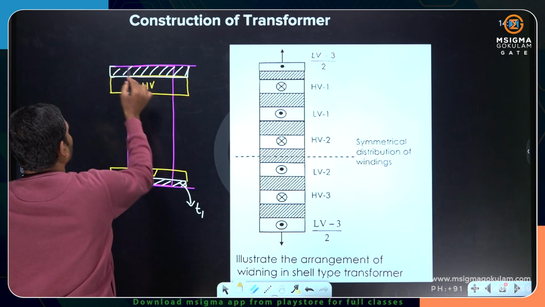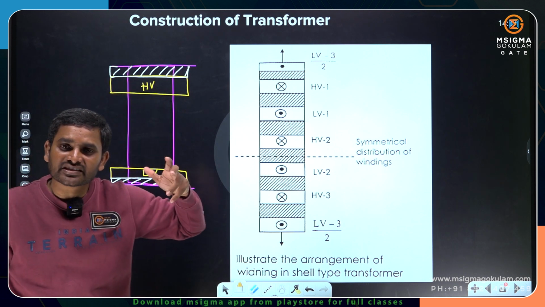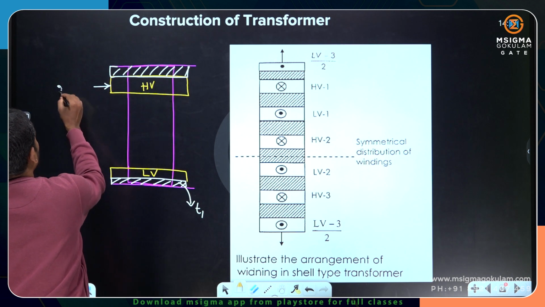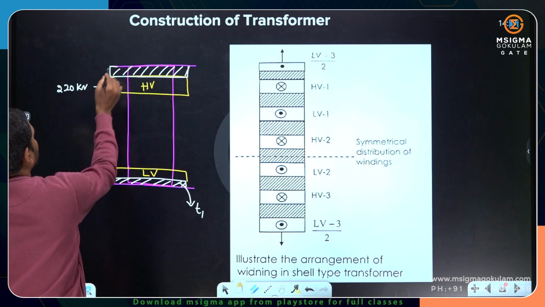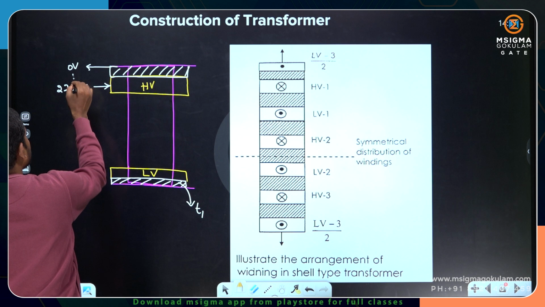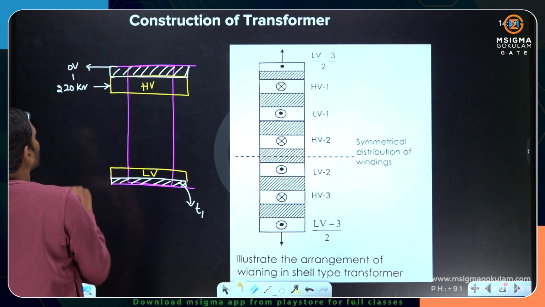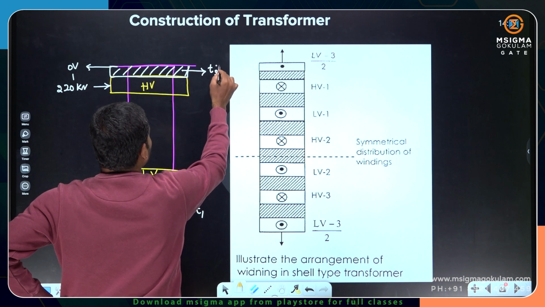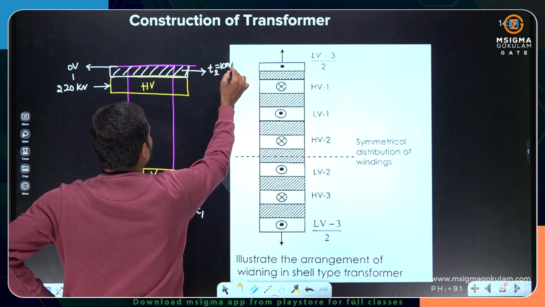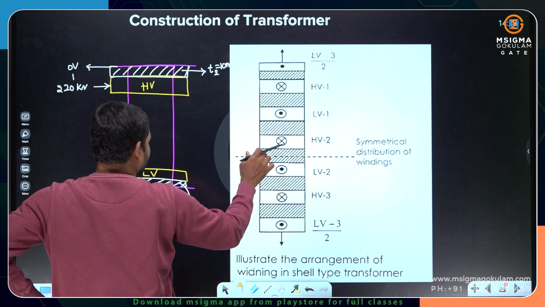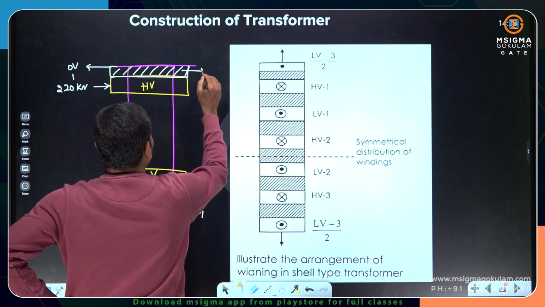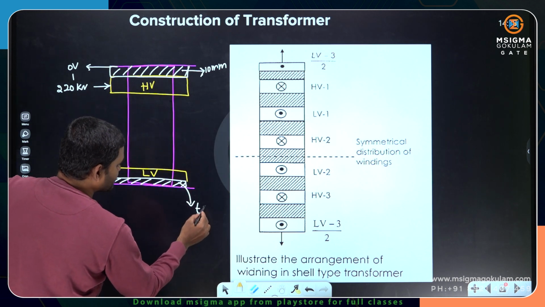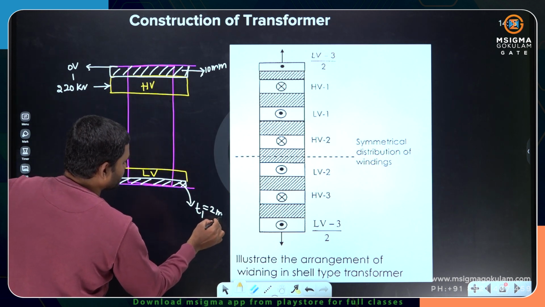Why? Because the high voltage winding voltage rating is more. Now the potential difference, if I assume it as 220 kilovolts and the core is at 0 volts, the potential difference is going to be 220 kilovolts. To withstand 220 kilovolts, the thickness of insulation is going to be T2. Let me assume it as 10 mm. T1, let me assume it as just 2 mm.